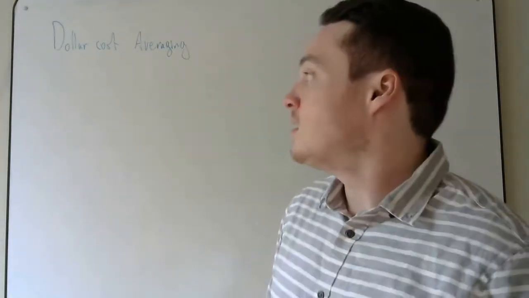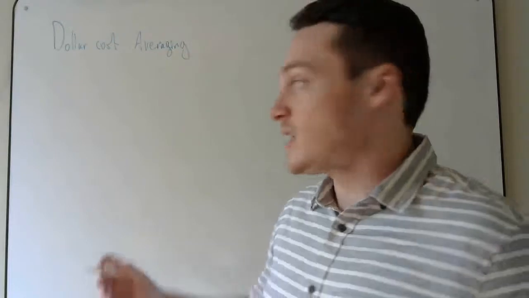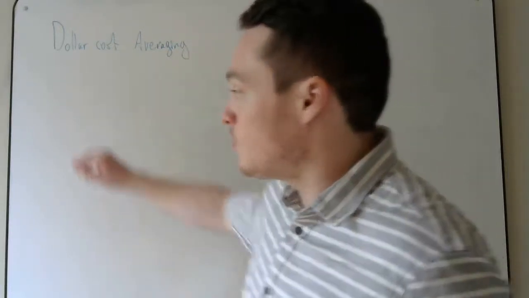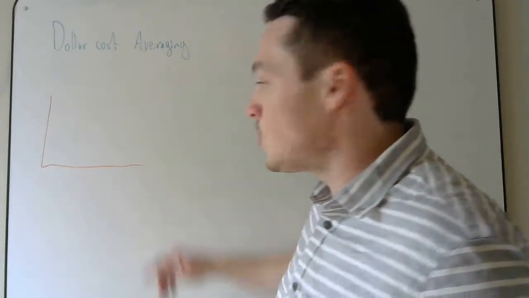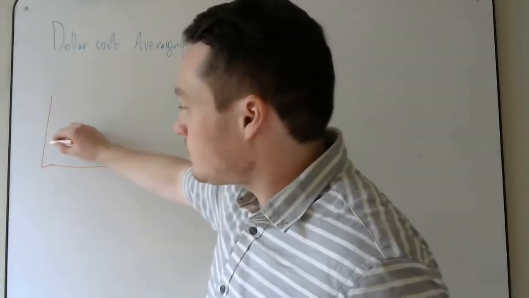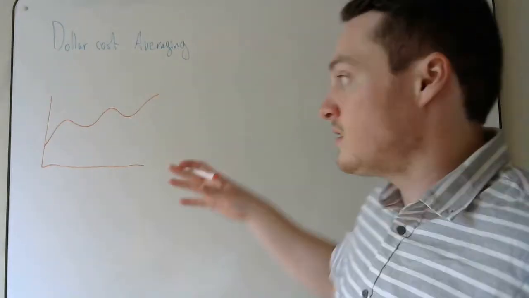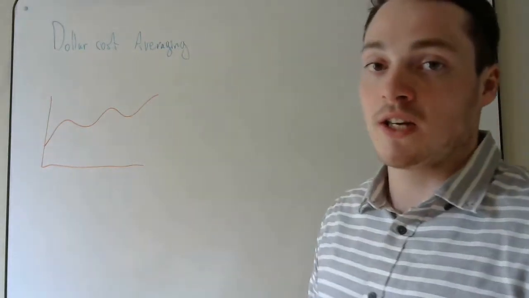Now, before we get into what dollar cost averaging actually is, it's really important to understand something about the economy. The thing that you need to understand is the economy effectively goes through fluctuation periods. It goes from low points to high points. So looking at a hypothetical graph, this might be what the economy goes through.